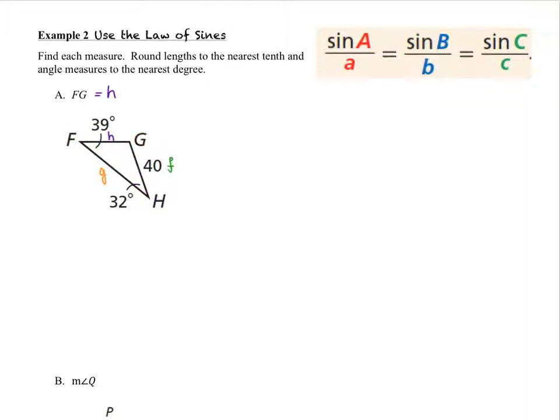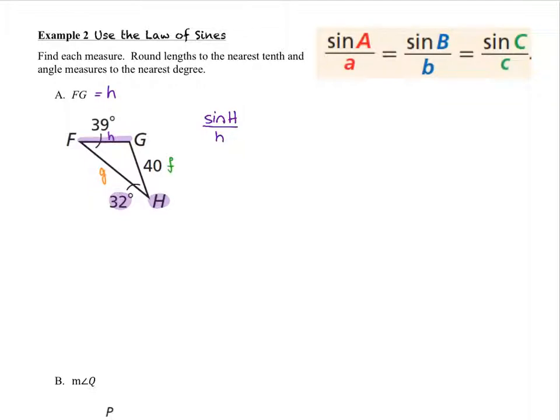Remembering that to use law of sines, we need to have 3 out of the 4 items in our proportion, and we need to have 2 of them that are across from one another or opposite one another. We want to find side H, and that means we're going to use angle H. Our proportion is definitely going to include sine of angle H over side length H.